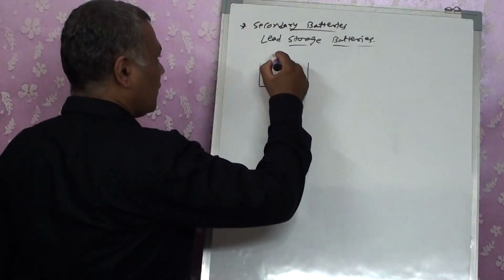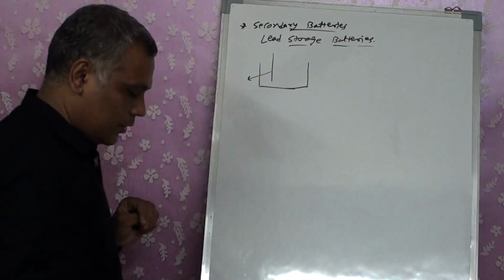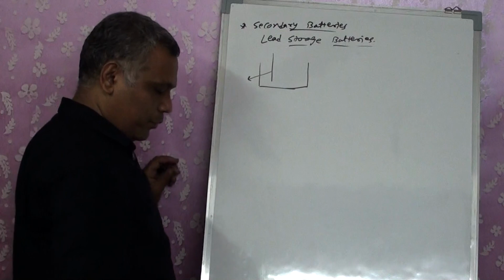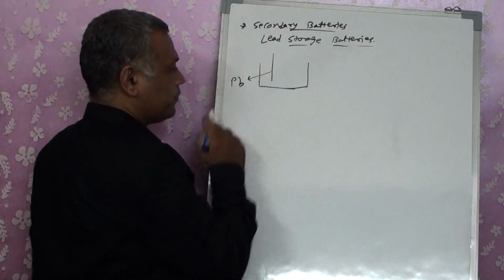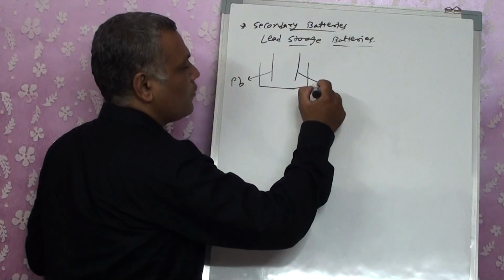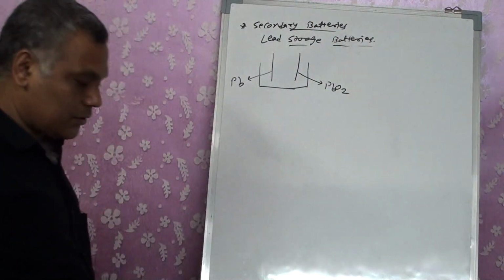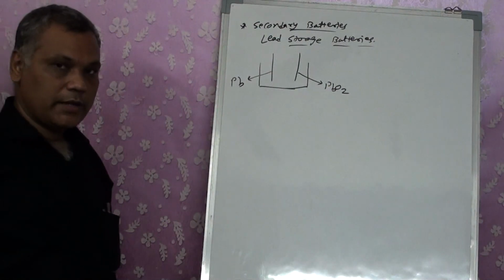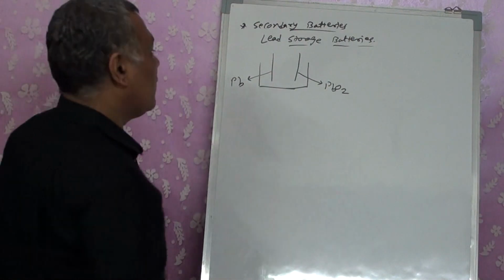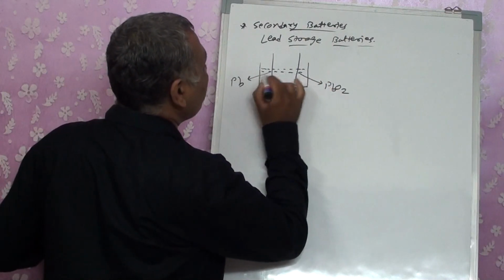In it, we are going to put one rod. This rod is going to act as Pb. Right? I'm going to put another rod, which is going to act as PbO2. One is the anode, one is the cathode. Right? In this, it's going to be filled with acidified water.